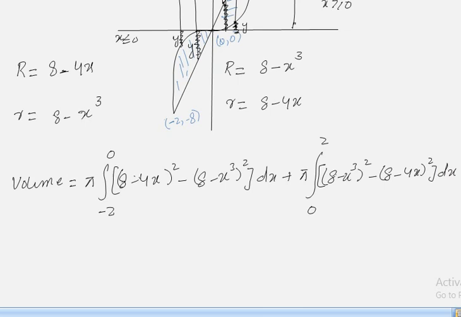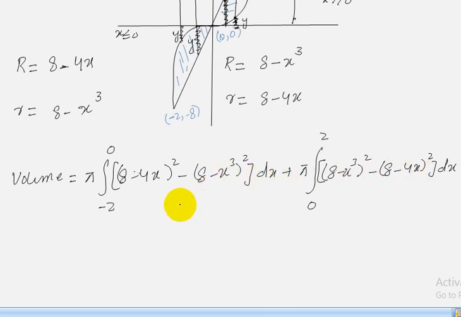Now this is the relation to find volume of solid of revolution about the line y equal to 8. You can solve this definite integral to find the volume of solid of revolution.